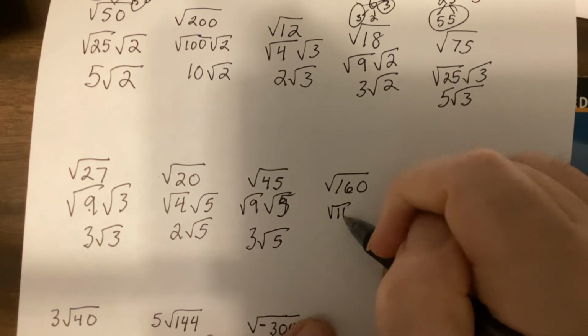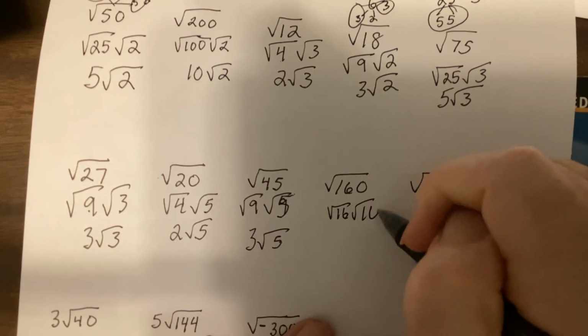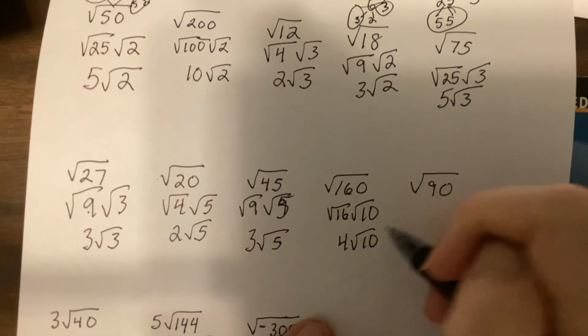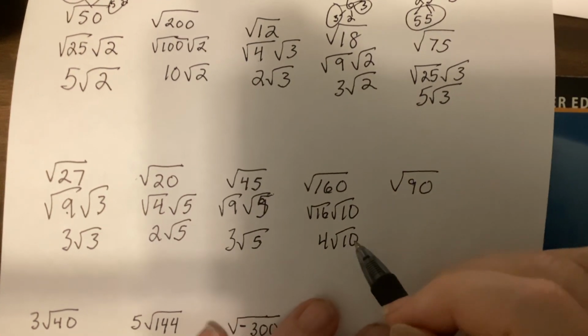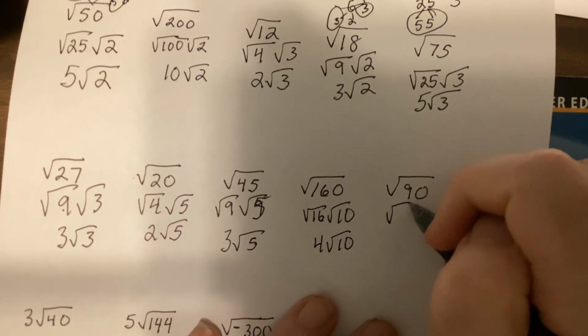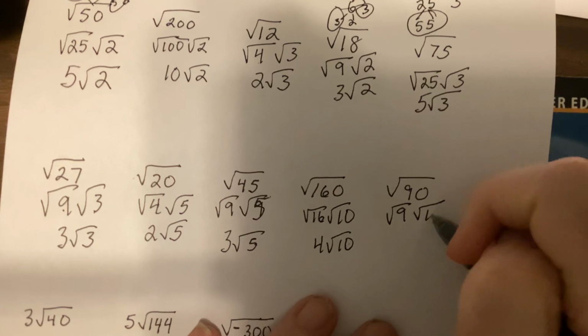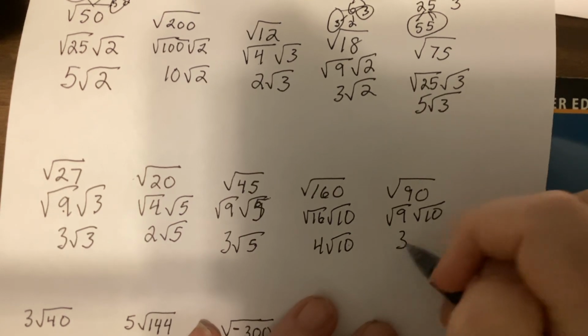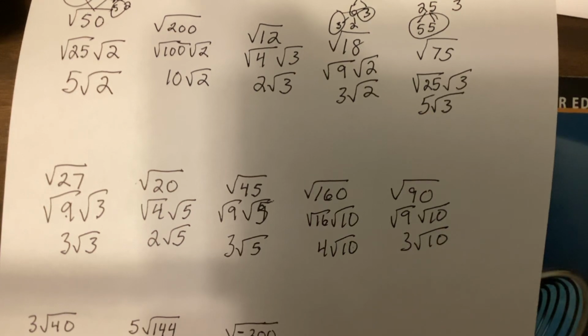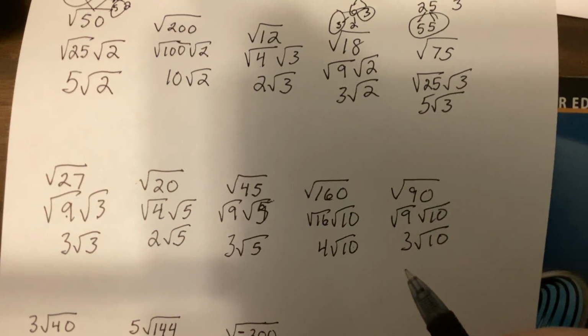160 would be 16 and 10. Square root of 16 is 4. Can't do anything with square root of 10 because you don't have 2 of the same thing in there. Square root of 90 would be 9 and 10. So it'd be 3 square root of 10. If you don't know your perfect squares, these are impossible. Let me say it one more time. They're impossible.